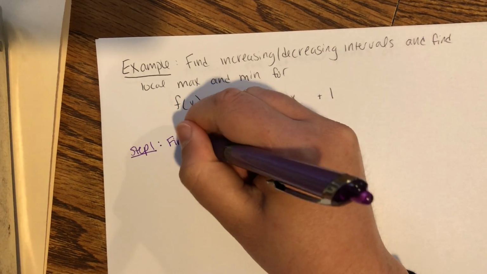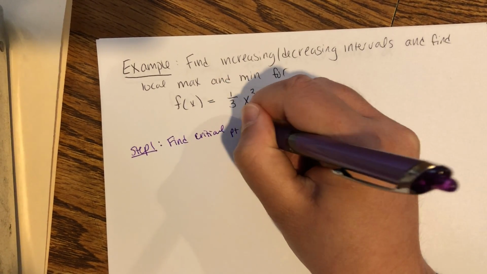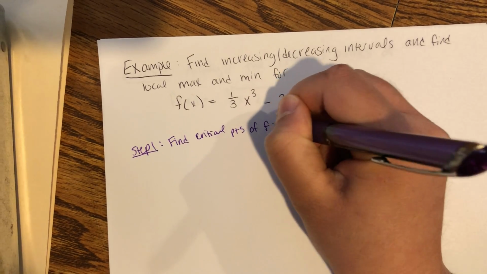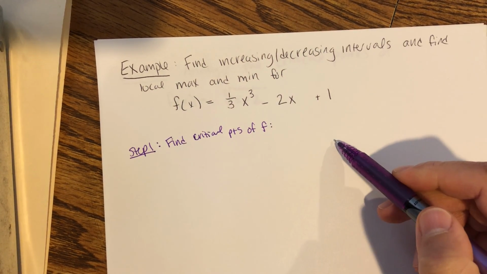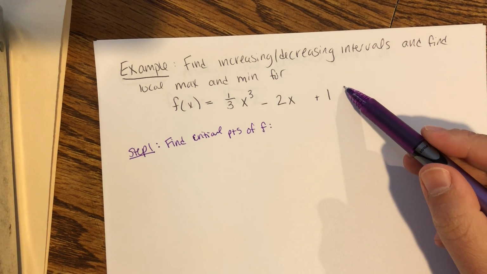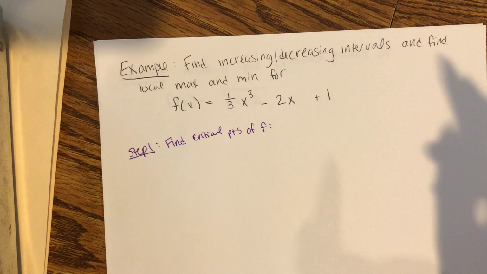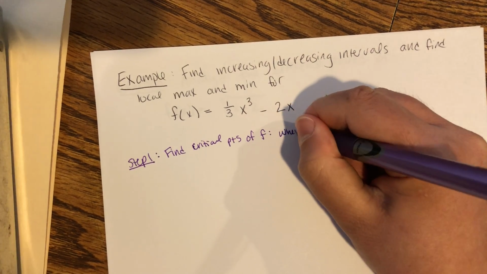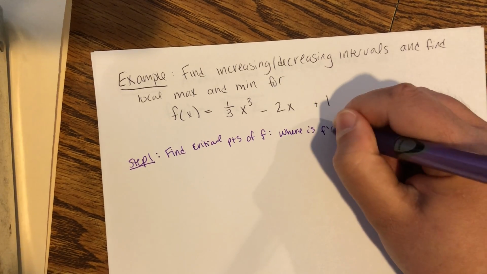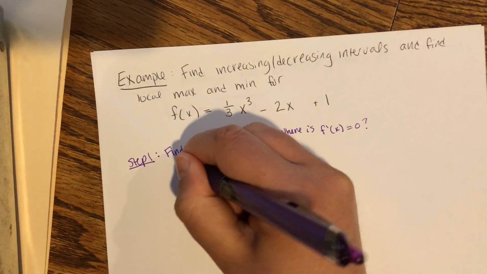Step 1 was to find any critical points of f. Those are going to be points in the domain of f where f prime is either undefined or 0. And just like last time, this is a polynomial, so f prime of x is defined everywhere, and f of x is defined everywhere as well. So we want to know, where is f prime of x equal to 0? So take the derivative first.